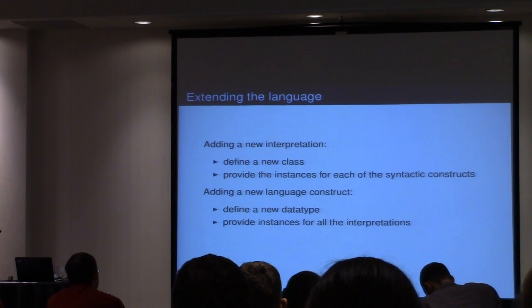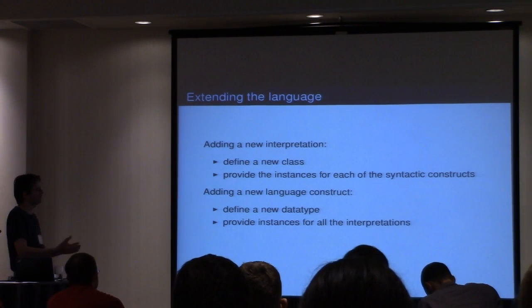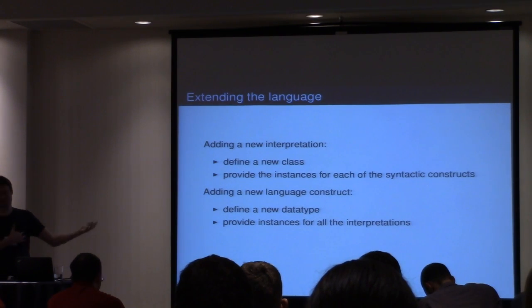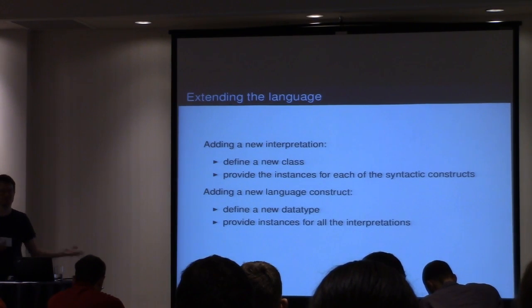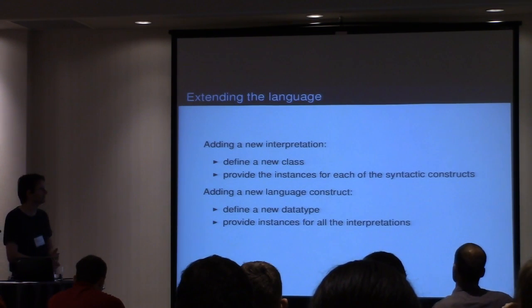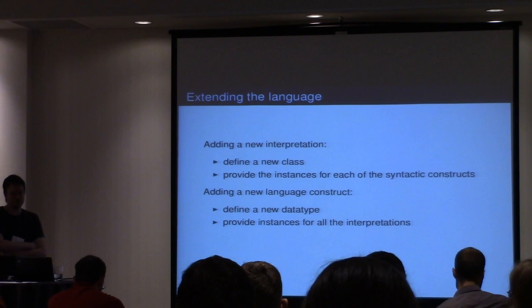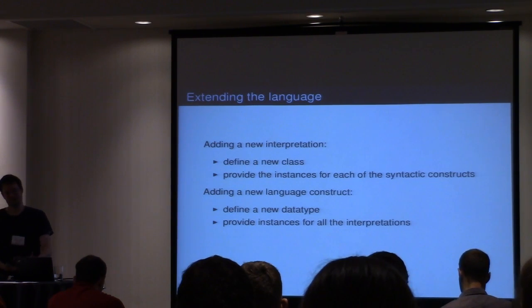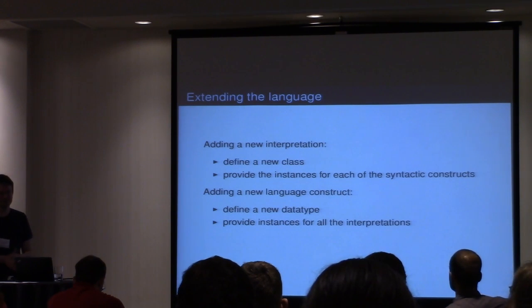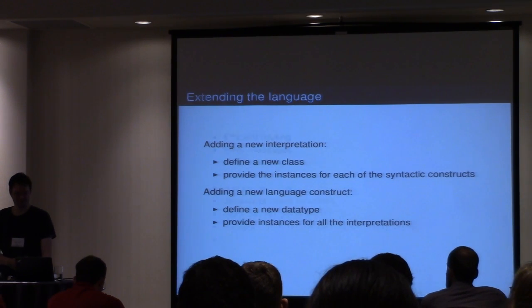How can you extend the language? Well, if you add a new interpretation, you just define a new class and then provide instances for all the syntactic constructs that you want to interpret, either all of them or just the ones that you're interested in. And if you add a new language construct, you just define a new data type and provide instances for all the interpretations that you're interested in. So it's really very straightforward to extend it.